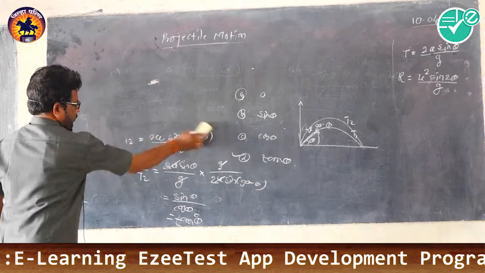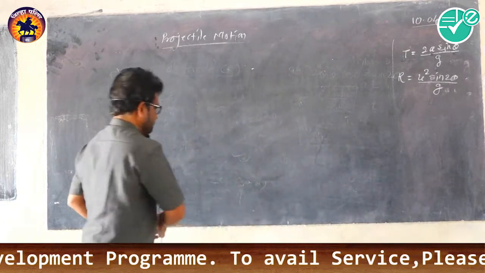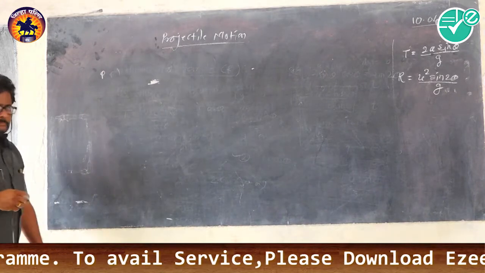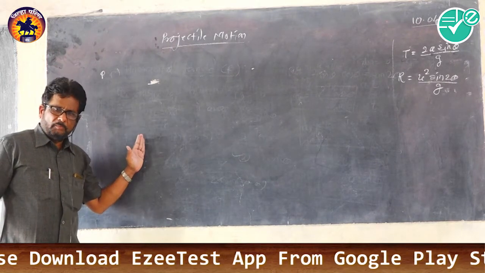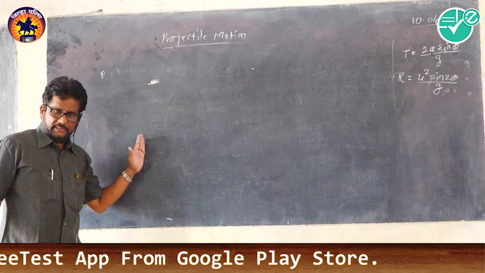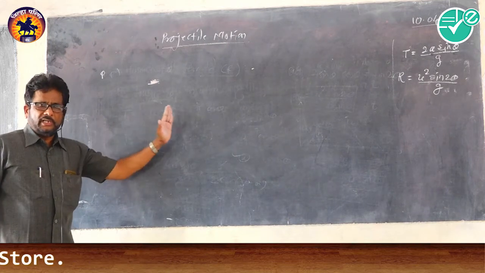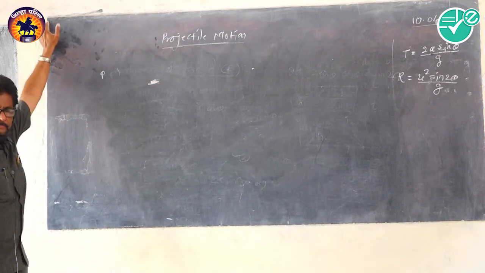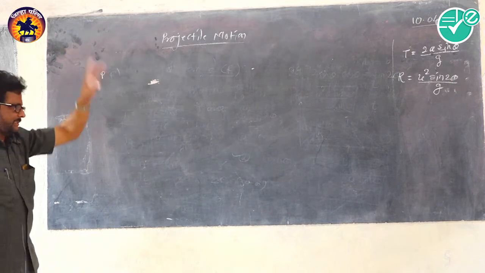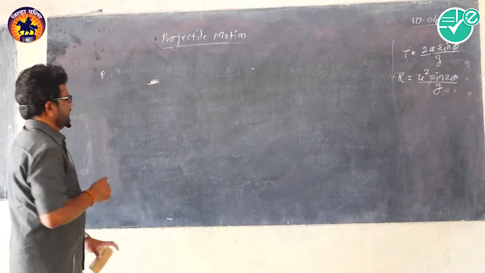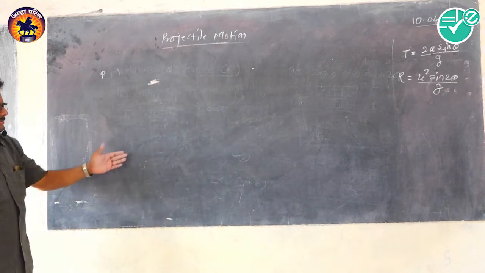Next, one more question on the same article. Suppose a projectile is thrown with the two complementary angles theta and 90 minus theta, and if t1 and t2 are the corresponding times of flight, then the product of the times of flight is like this. We have to find the product of these times of flight.